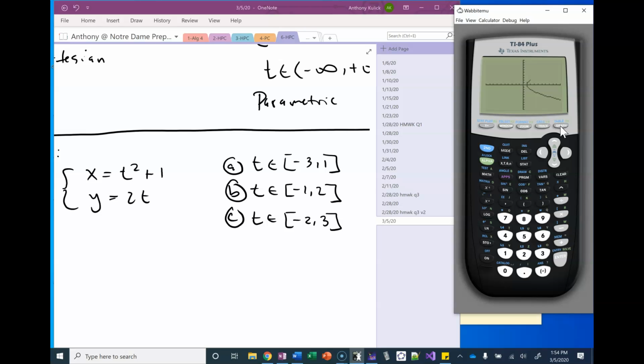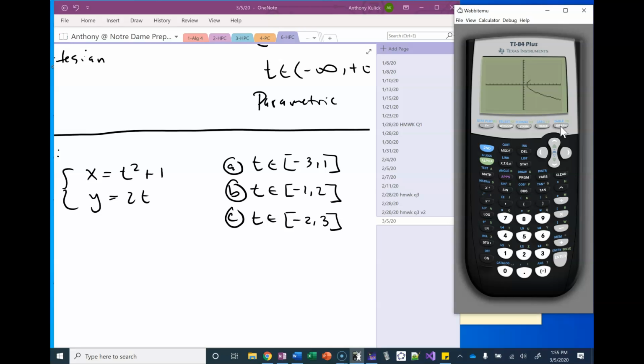Look at this graph for a moment. Do you notice anything about this graph? Looks like half of a parabola, or part of a parabola anyway. Sure. What else? Miguel says it's not a function. Why do you say that? It fails a vertical line test.